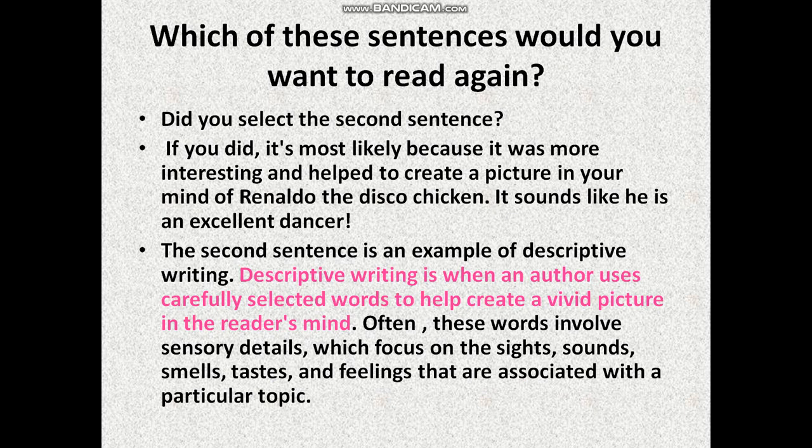Now, the second sentence is an example of descriptive writing, in which an author uses carefully selected words to help create a vivid picture in the reader's mind, as it has created in our mind while I was reading that second sentence. Often these words involve sensory details, which are our five senses of sight, sound, smell, taste, and feelings that are associated with a particular topic.